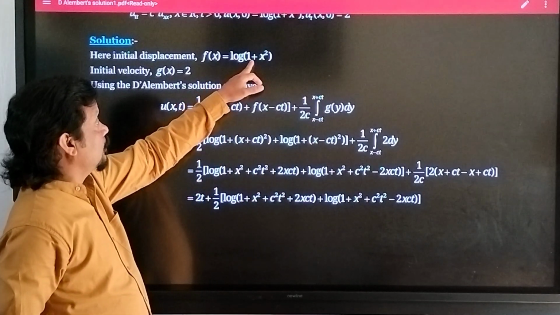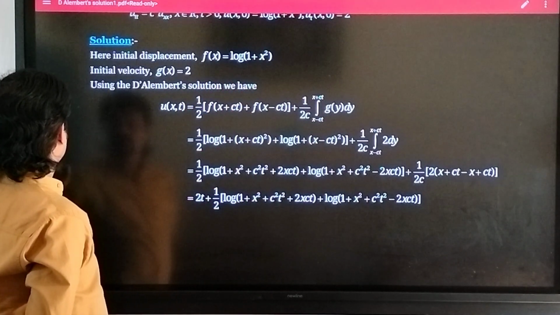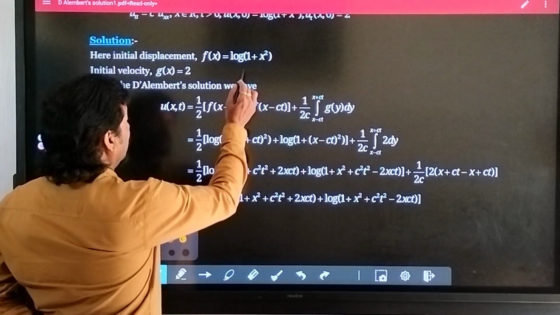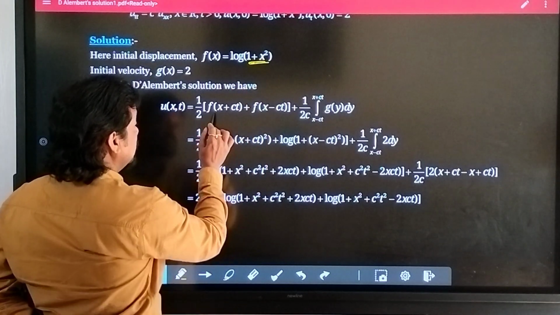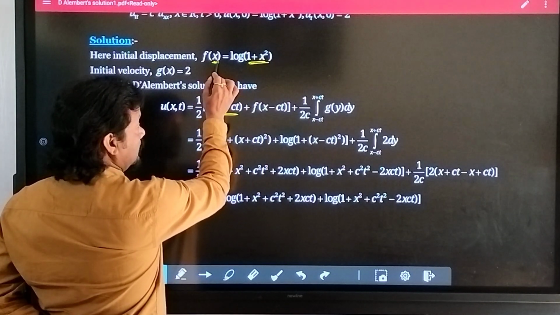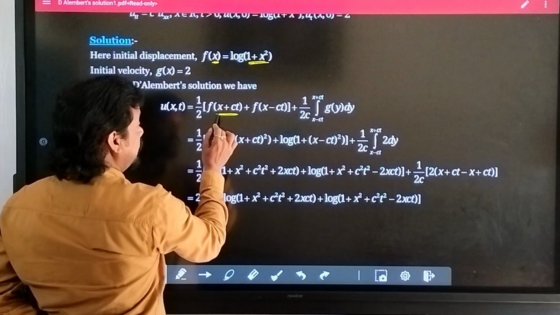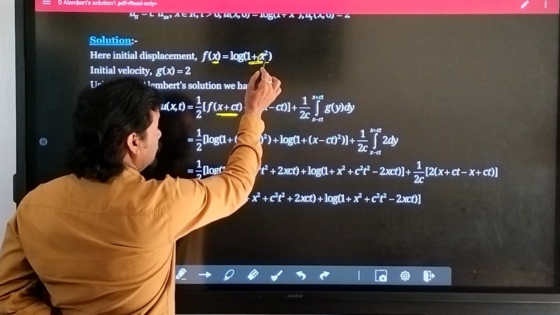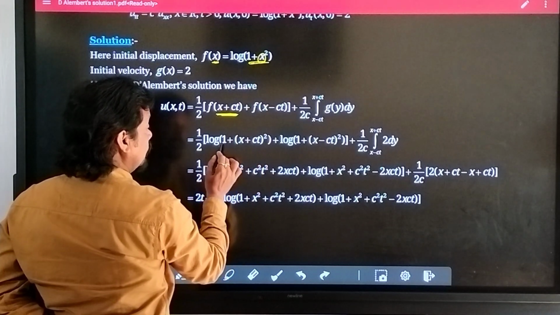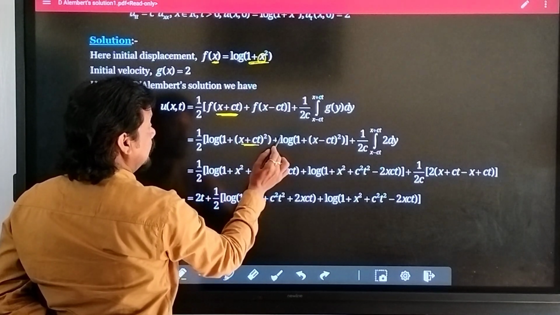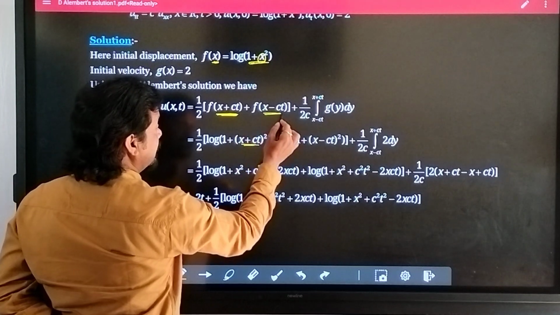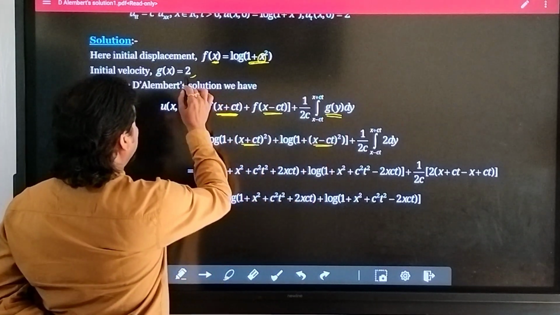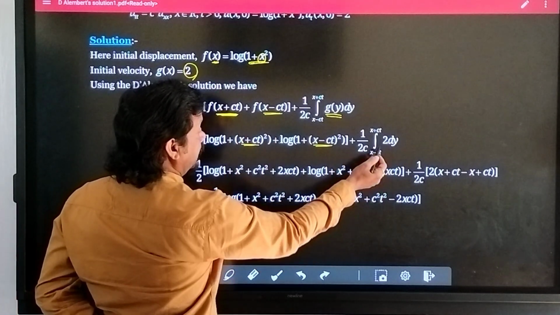Here f of x is log of 1 plus x square. See, mindfully you should see here. Log of 1 plus x square, that means f of x plus ct: in place of x, write x plus ct. So log of 1 plus x plus ct whole square, plus log of 1 plus, in place of x, write x minus ct. Here, 1 by 2, see, in place of g of y, you can write 2 into dy.